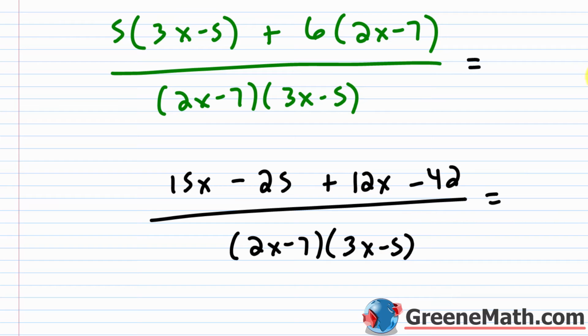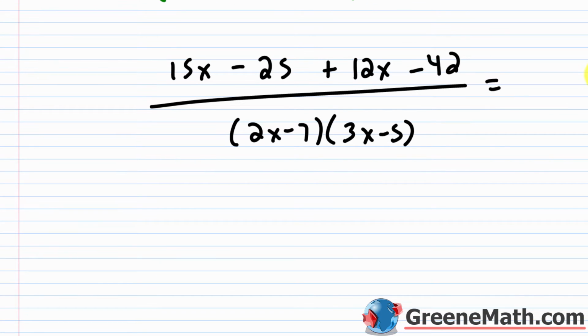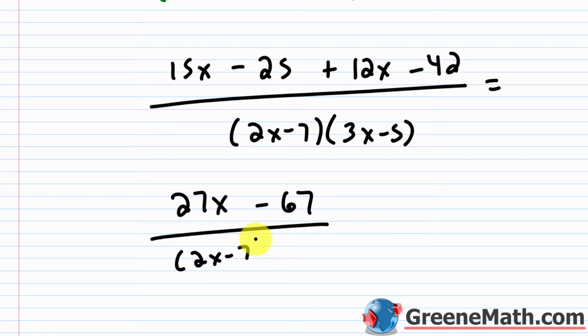And really all we have to do is simplify in the numerator. 15x plus 12x is going to be 27x. And then basically you have negative 25 minus 42, that's minus 67. And this is over your 2x minus 7, this quantity, times the quantity 3x minus 5. You're not going to be able to simplify this because the 27x minus 67, you can't do anything there. 27 is 3 cubed, and 67 is a prime number. So this is our simplified answer.